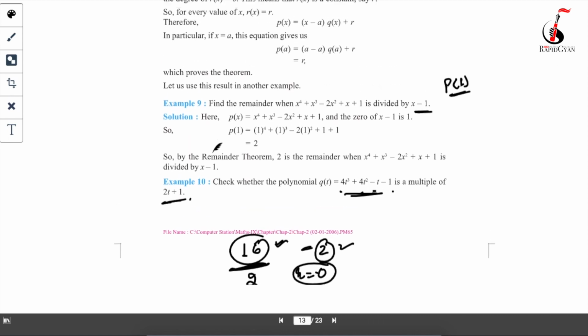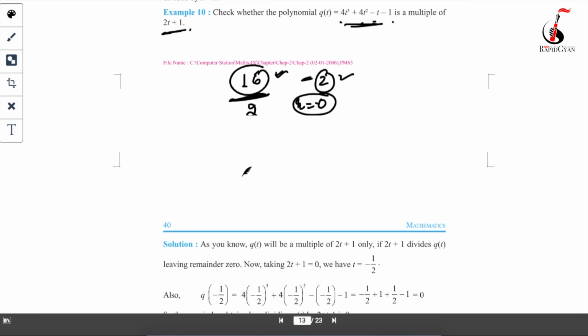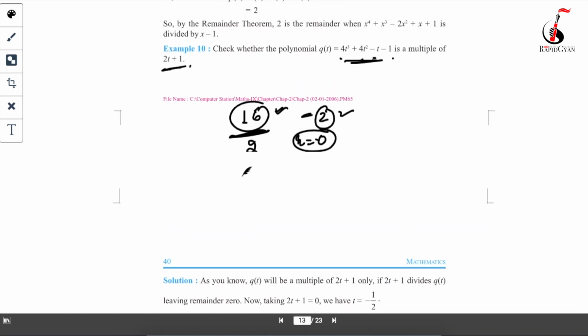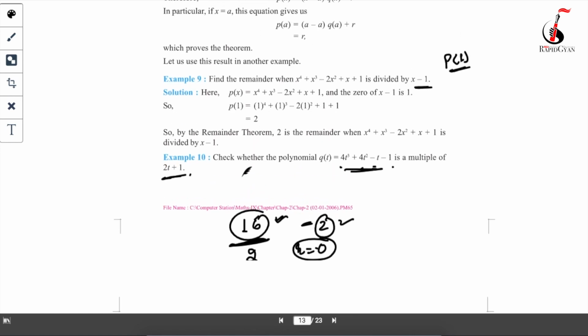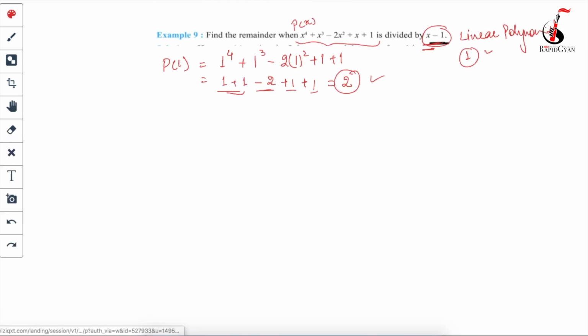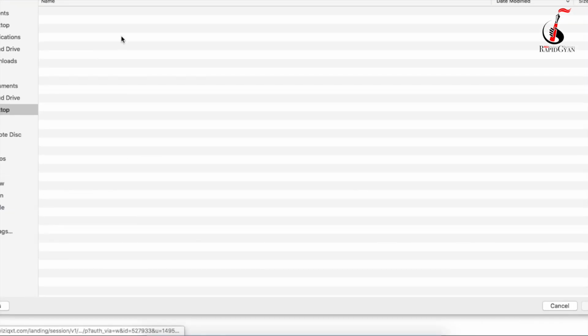So how do we know that there is a way to find the remainder, correct? There is a way to find the remainder. So what is that way? Just hold on, I will explain it over here. Let me upload this question over here.